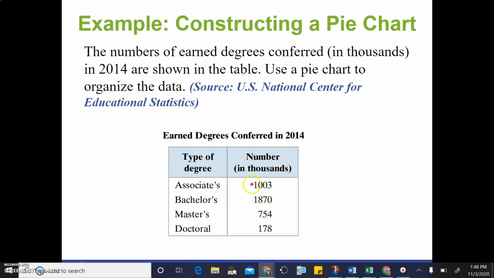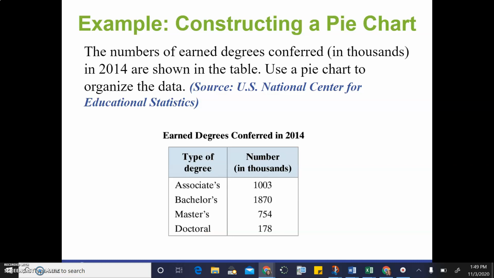So 1,003 times 1,000 got an associate's degree. And that's what this little hint here is, in thousands. Down here it's a little bit easier to read. 754,000 people, right? It only says 754 because they don't want to write all the zeros. They got a little lazy. 754,000 people got a master's degree. 178,000 people got a doctoral degree.